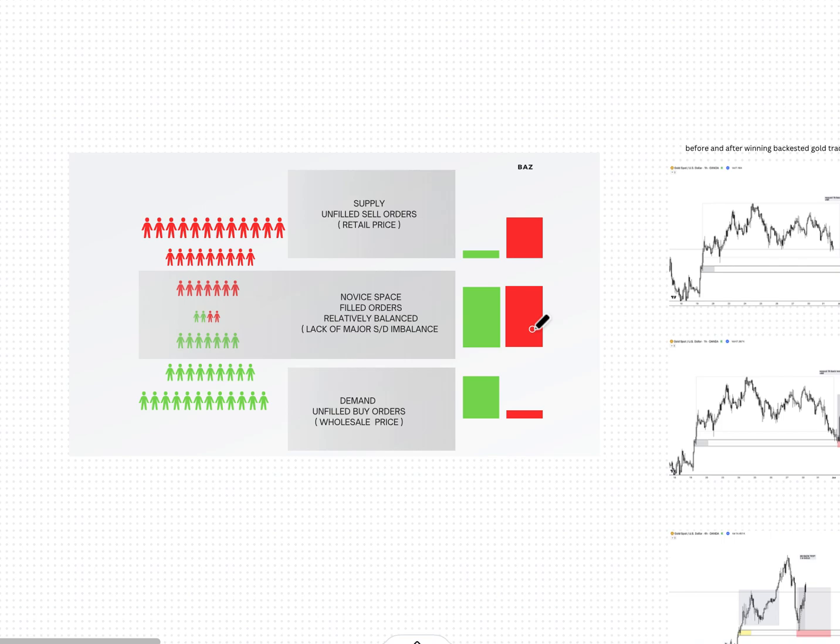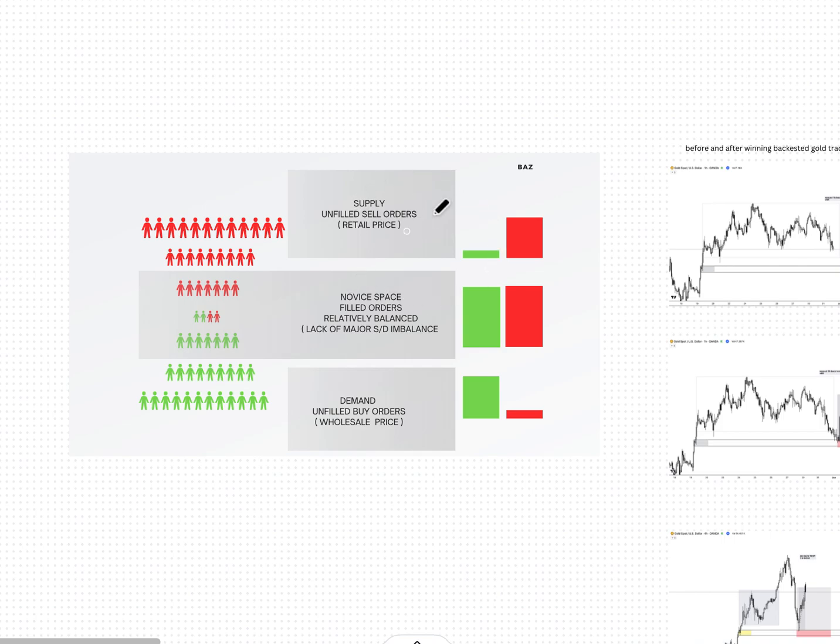So at different points and different locations in the market, we would have what we call the novice space, where orders are being filled, where there tends to be a relatively equal amount of buyers and sellers, right? So this is where most people would buy and sell, right?